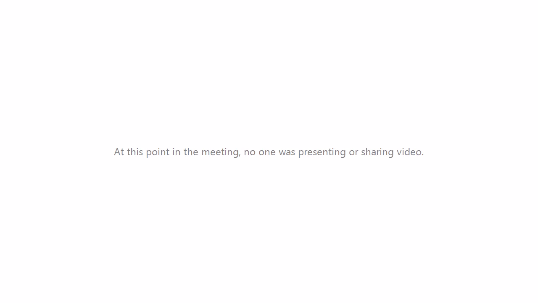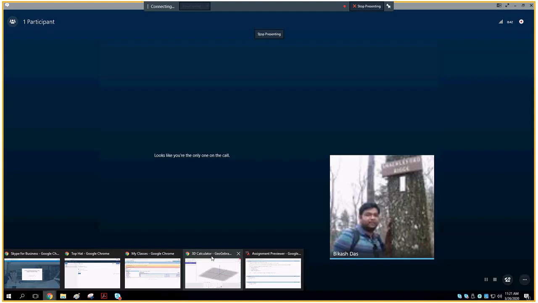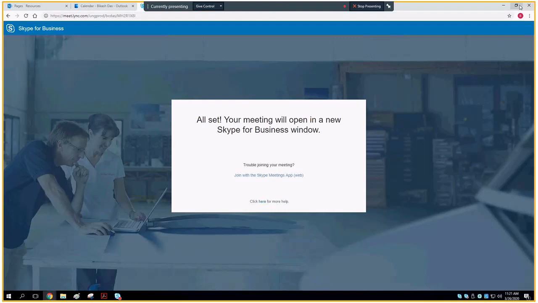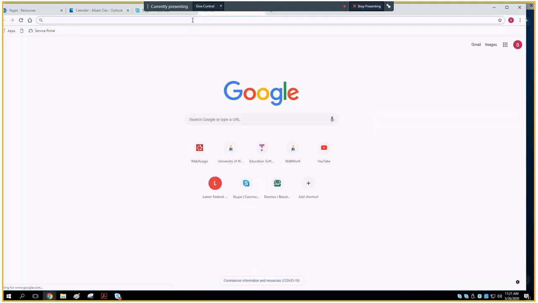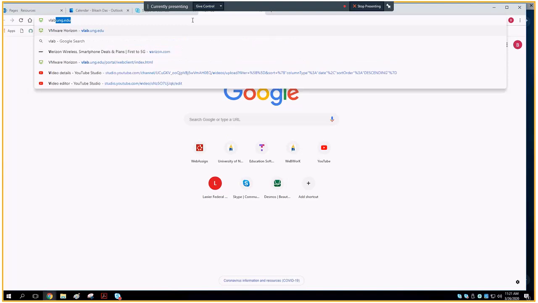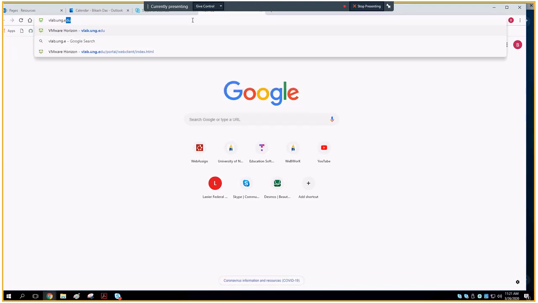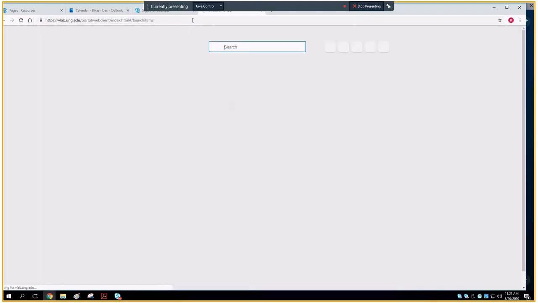So the first thing that we would like to do is go to a browser and type in the web address vlab.ung.edu. It is going to ask you to sign in. After you have signed in, you will see the page that you are seeing right now. Click on Virtual Lab. If it is full, then you can go to Virtual Lab Overflow 1. If it is full, go to Virtual Lab Overflow number 2.